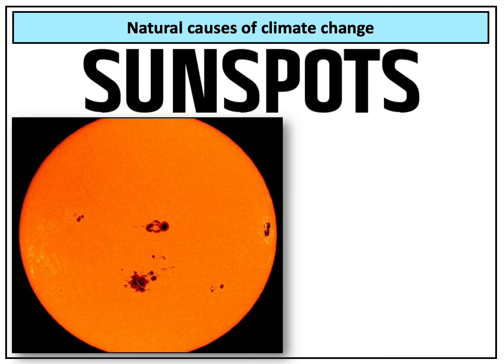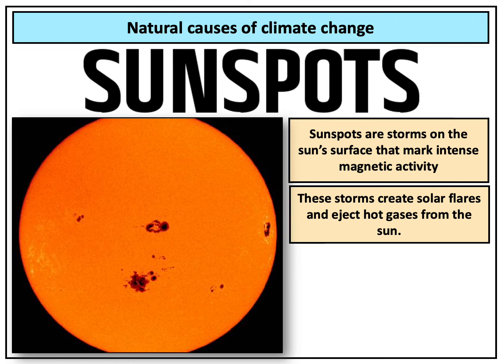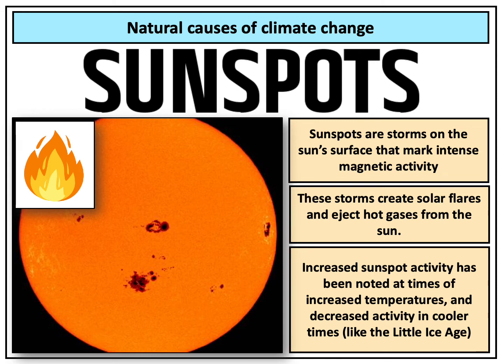The next one you need to look at is sunspots. So, in a nutshell, sunspots are storms on the sun's surface and they mark intense magnetic activity. These storms create solar flares, which then eject hot gases from the sun. Increased sunspot activity has been noted at times of increased temperatures and decreased activity in cooler times. So an example of this is the Little Ice Age. So we can see here the presence of more sunspots results in warmer global average temperatures.